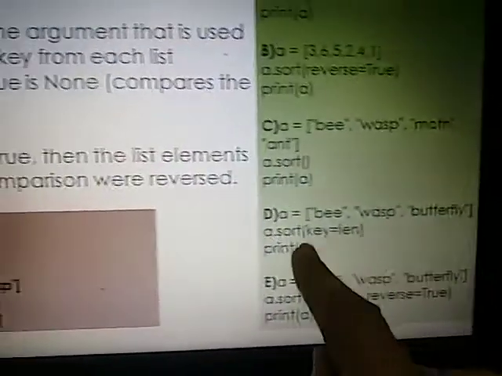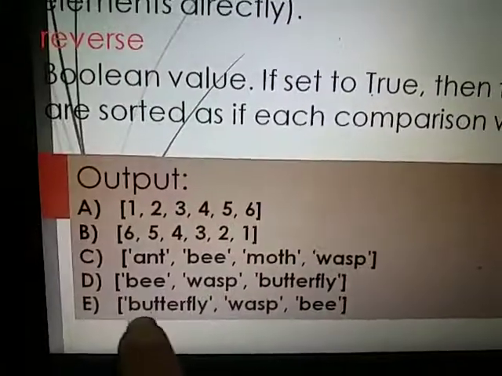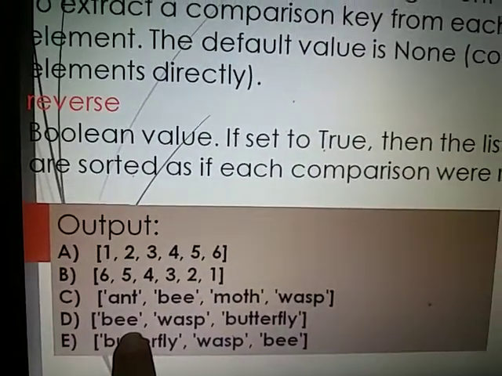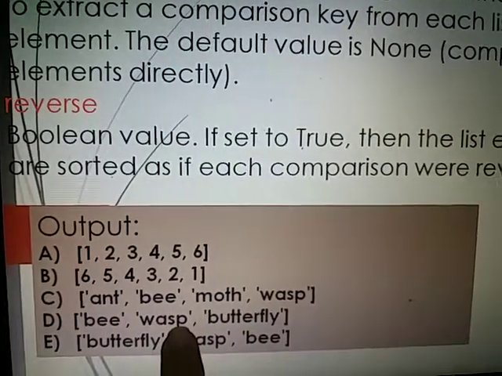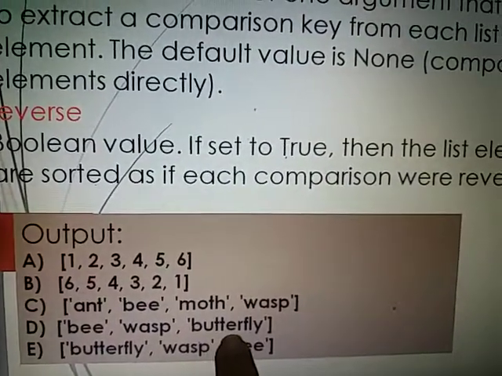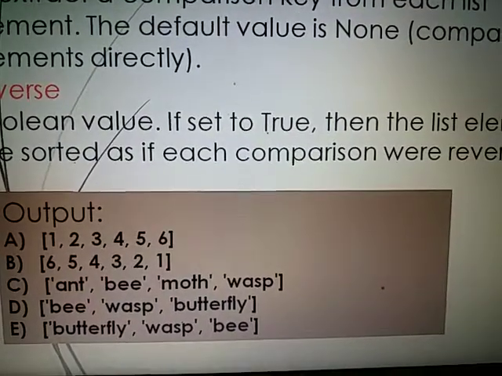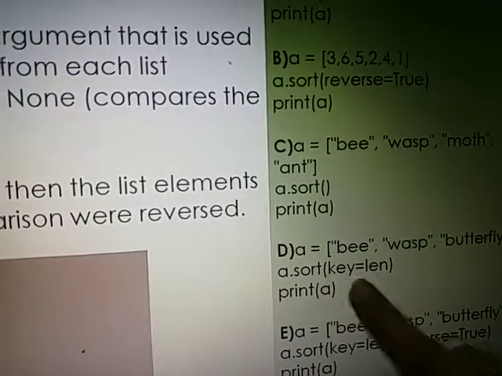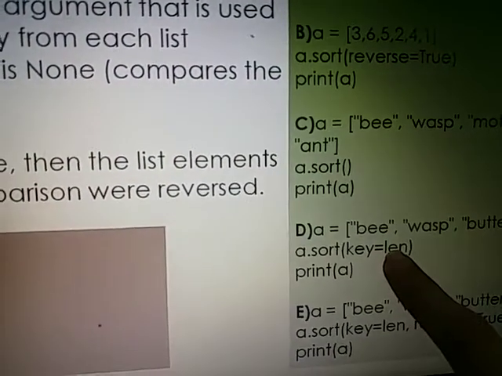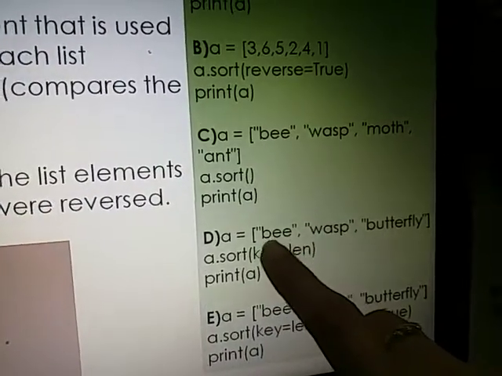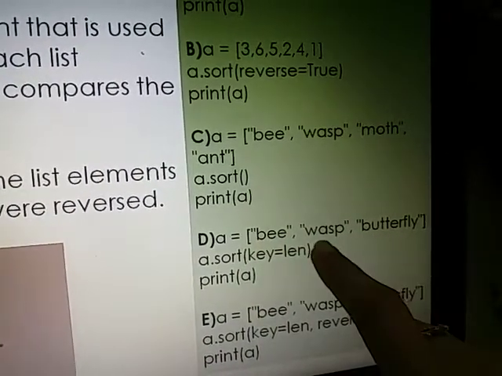Now look at the output. The first is bee because the length of this one is only 3, then wasp as it is 4, and then butterfly, more than 4, in this order. Now see, if we had not used key equals length, then the sorted order would be bee, butterfly and wasp.